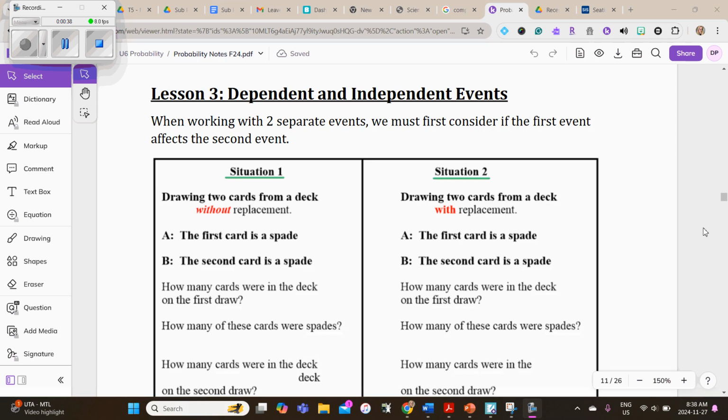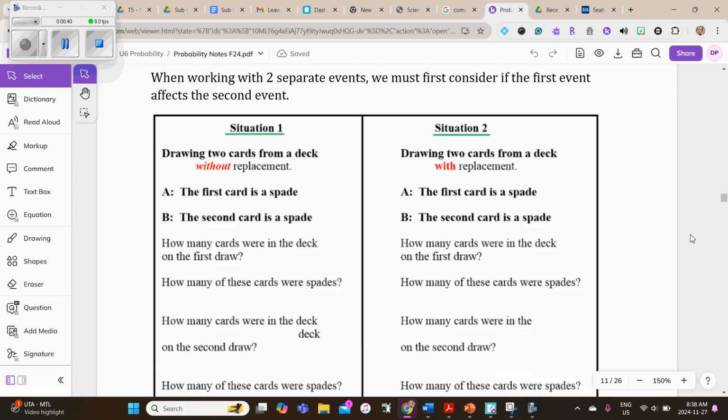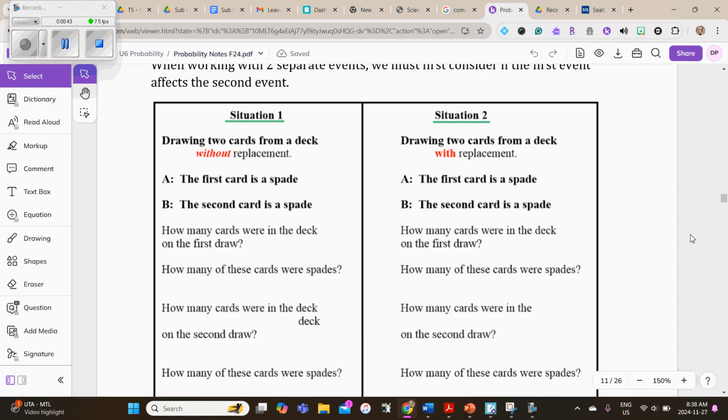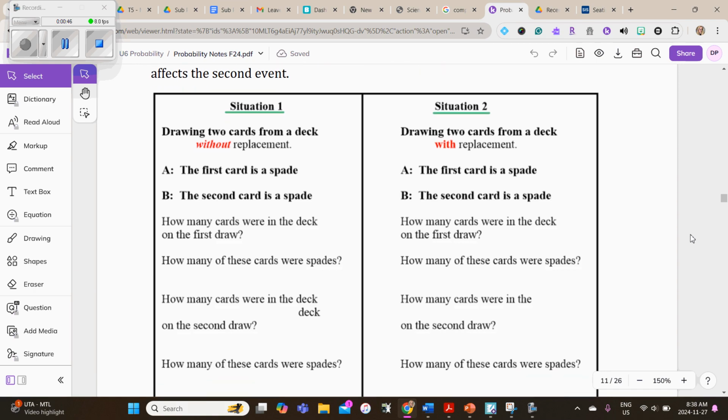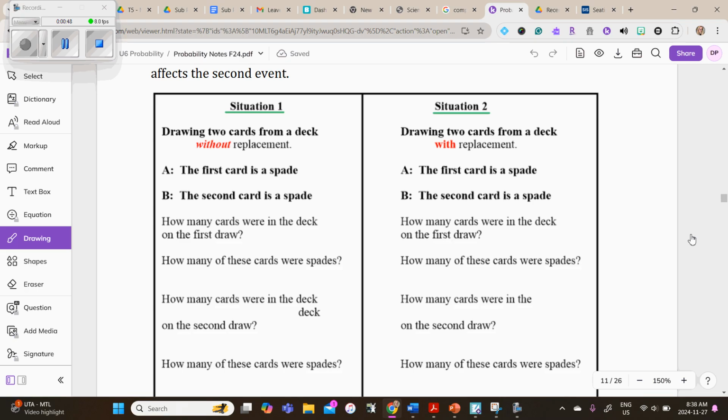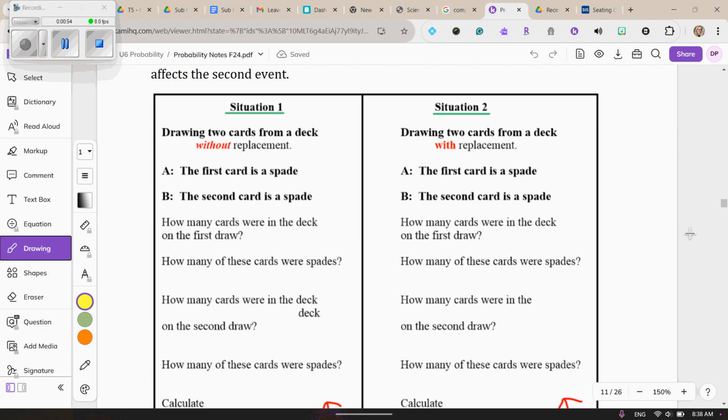So let's look at these two situations here involving a deck of cards. The first situation says drawing two cards from a deck without replacement. You'll notice that the word without is in red. That means I take a card out and I don't put it back in. So I draw one card, I don't put it back in, and then I draw another card. The two events are described: A, the first card is a spade, and B, the second card is a spade. So let's answer these questions here.